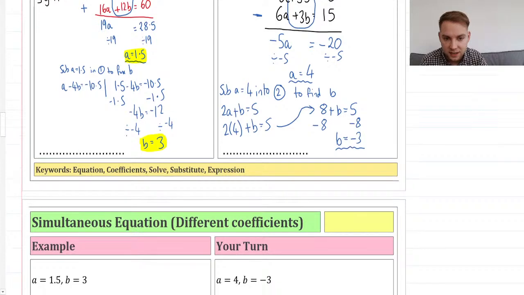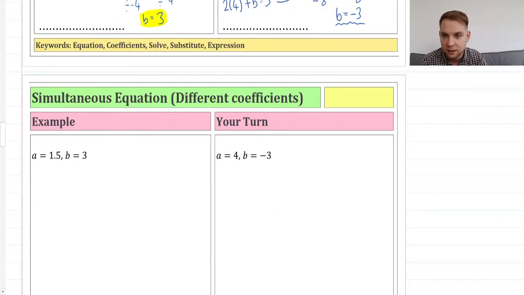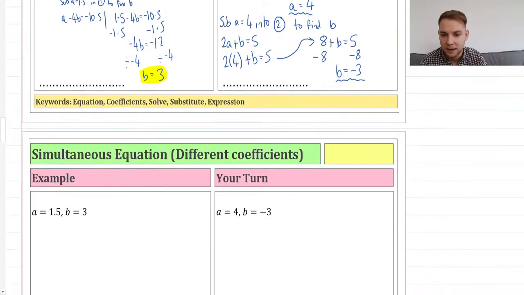So let's just check those answers. 1.5 and 3. And 4 and minus 3. Brilliant.